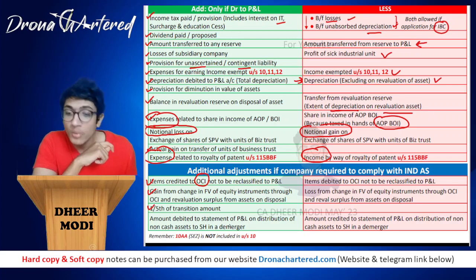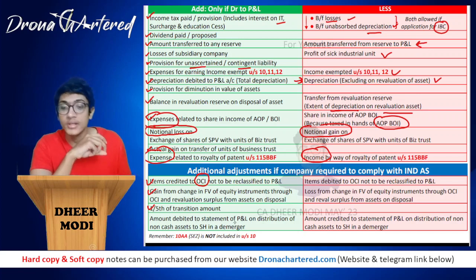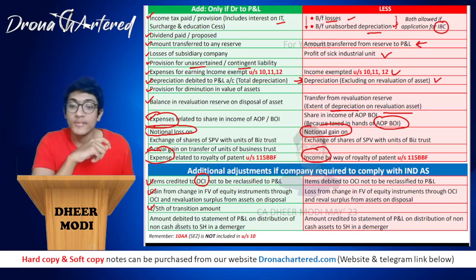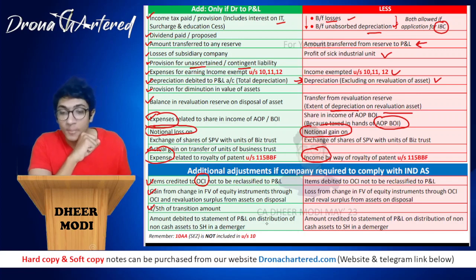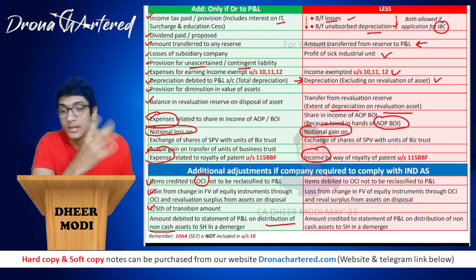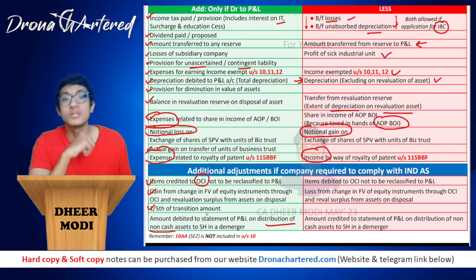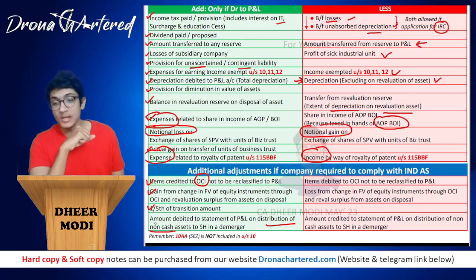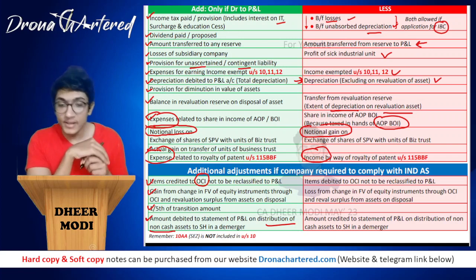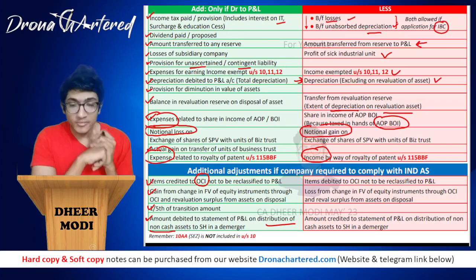And last is amount debited to statement of P&L on distribution of non-cash assets to shareholders in a demerger. So if you have debited anything in your P&L because you have distributed non-cash assets, that is, any assets other than cash, to shareholders in a demerger, this will also have to be added back. Okay, now let's see what items will be subtracted.